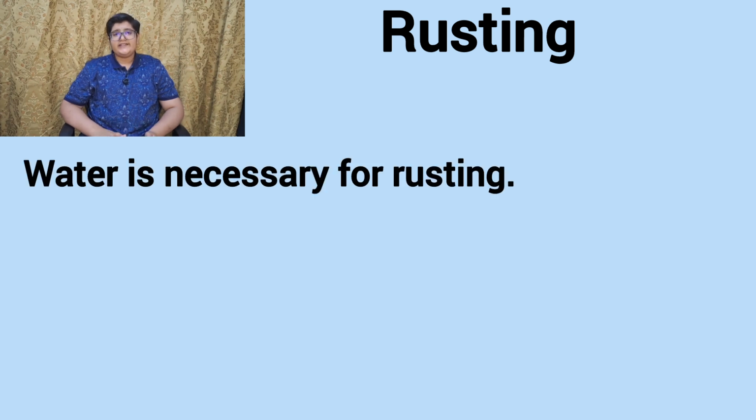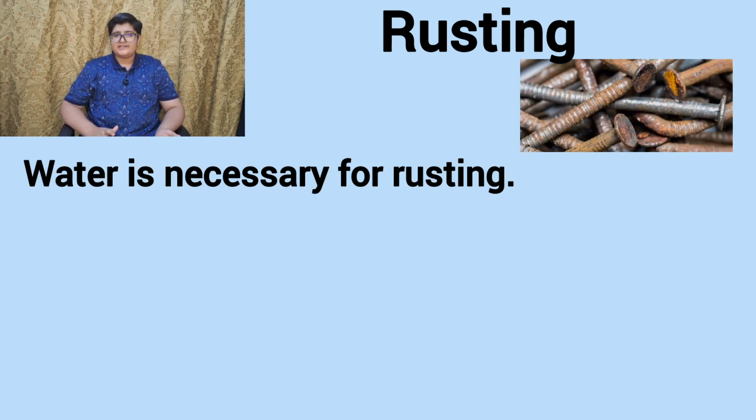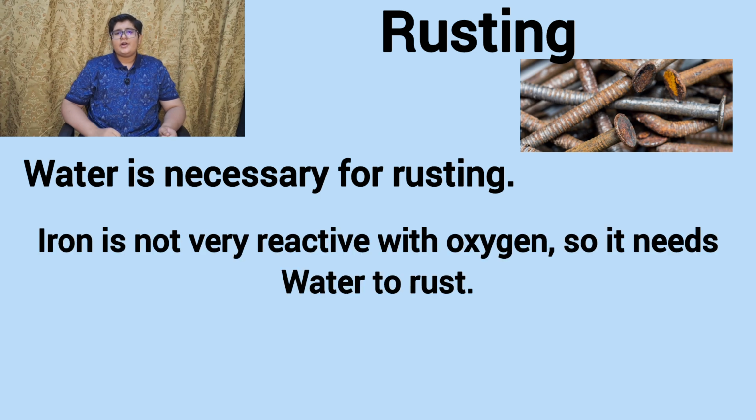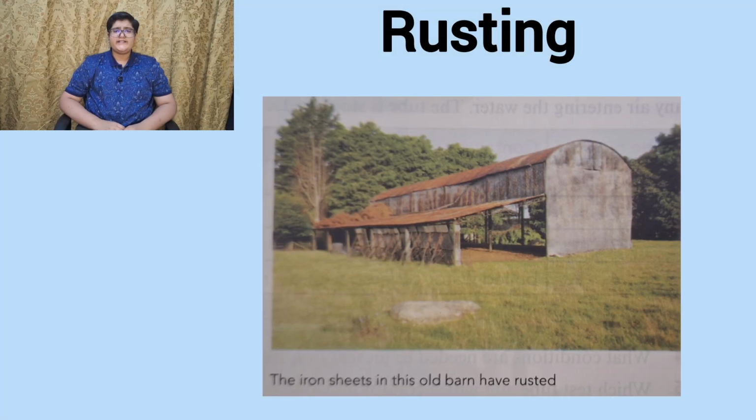Rusting can only happen with water. Water is needed for iron to rust. Without water, iron can't rust. Although water is not there in the equation, still water is needed. This is because iron is not very reactive with oxygen. For example, the sheets of an old barn. In this picture, you can see they were made of iron and they rusted over time.